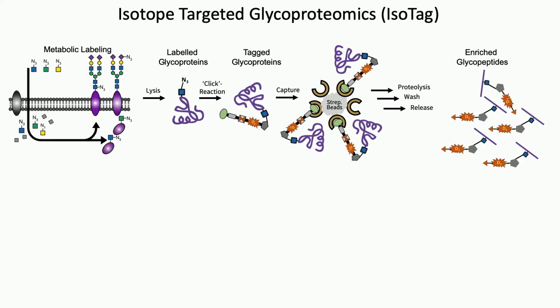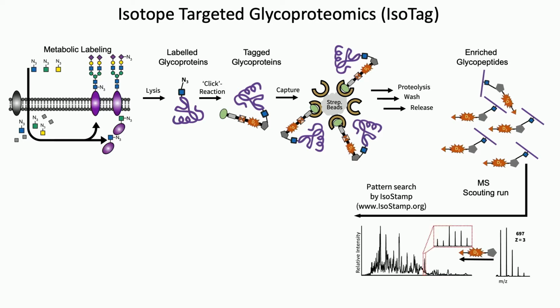But there's a trick, because you might notice that embedded within that probe is the little orange star with D2. That's a probe with 2 deuterium atoms. And those deuterium atoms give the glycopeptides that have been chemically tagged a special pattern that a mass spectrometer can see. So that makes these glycopeptides easy to find in a very complex mass spectrum using a software algorithm that we call IsoStamp. And this is a software algorithm that can be downloaded freely from our website.